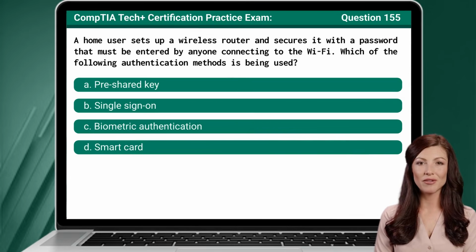Question 155. A home user sets up a wireless router and secures it with a password that must be entered by anyone connecting to the Wi-Fi. Which of the following authentication methods is being used?